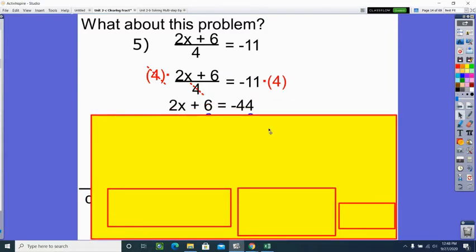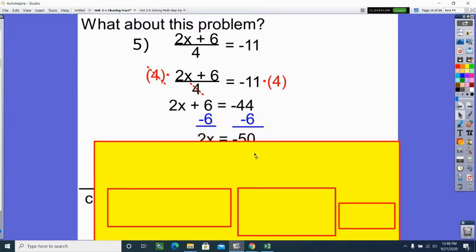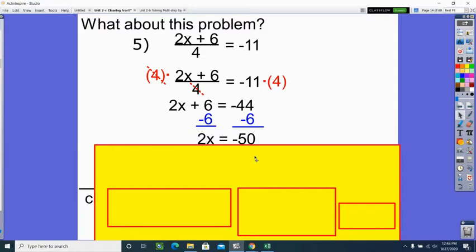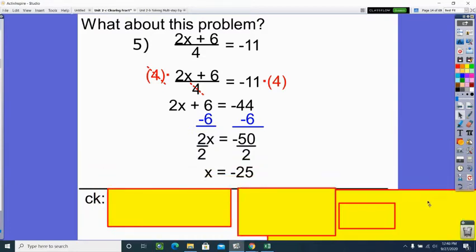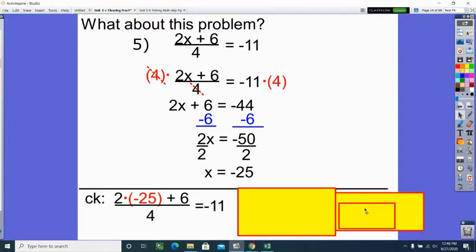And I'm right back to another 2-step. I mean, boy, this clearing fraction stuff is pretty cool. I'm going to subtract 6 from both sides, divide both sides by 2, and I've got x equals negative 25. To check it, I am going to put it back in the original, substituting, and now I just need to do my order of operations.